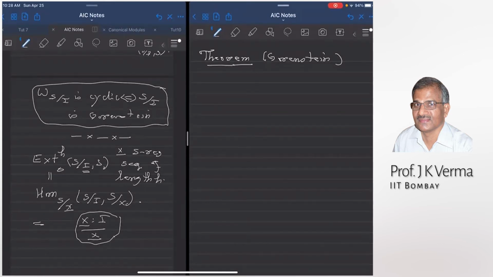Gorenstein was a student of Zariski, and after his thesis, he quit algebraic geometry and started working on finite group theory. He led a huge research program on classification of finite simple groups. But this is what Gorenstein did in his thesis. He was concerned about properties of plane curves.